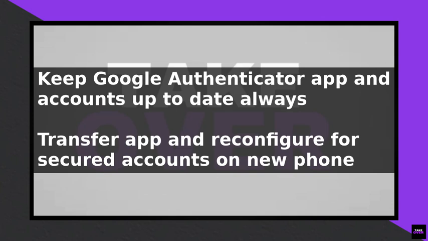If you get a new phone, make sure to transfer the Google Authenticator app and reconfigure it for each secured account. Best practices for using Google Authenticator include keeping your phone and the app itself secure, with a strong password or biometric authentication, and being cautious when setting up Google Authenticator on a new device or account. By following these steps and best practices, you can effectively use the Google Authenticator app to add an extra layer of security to your online accounts and protect yourself from unauthorized access.